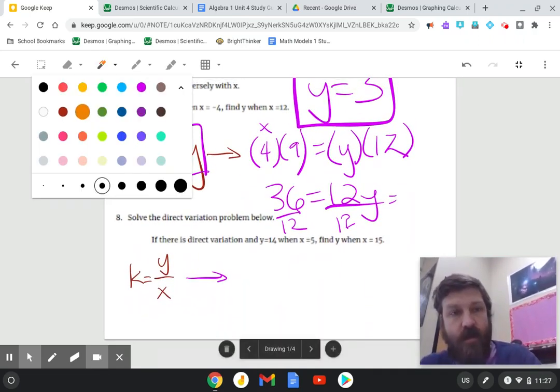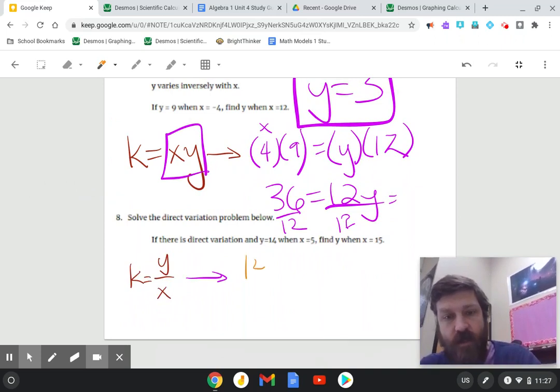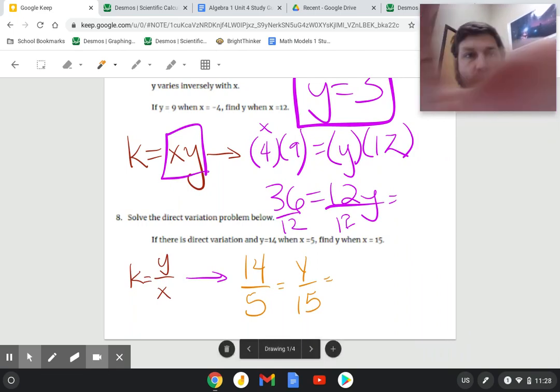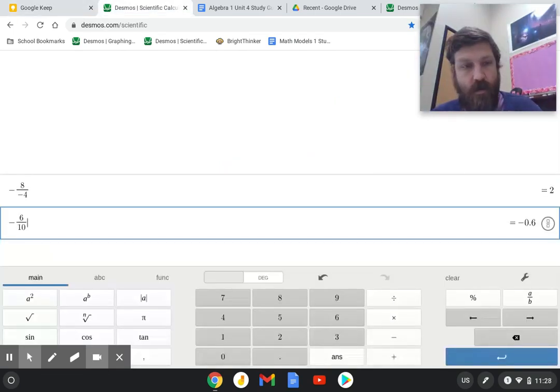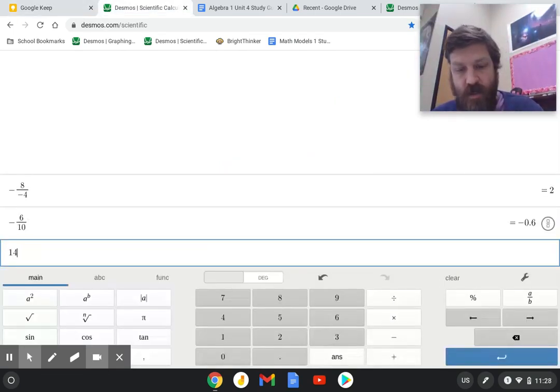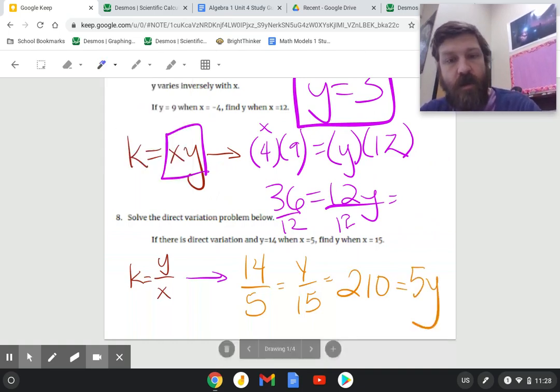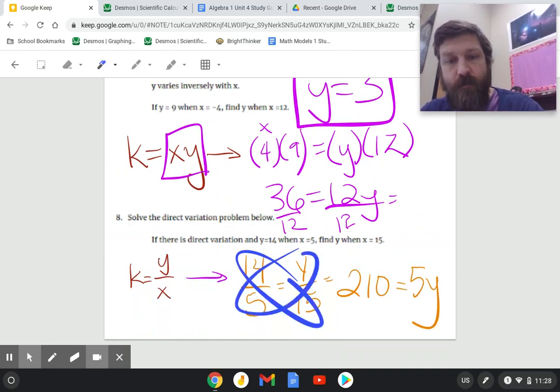Now down here, you just do it this way. You take the values for y and x and you do 14 divided by 5 equals y divided by 15. Let me cross multiply. So that's going to be 14 times 15. Go over to our calculator here. Let's go down. 14 times 15 is 210. 210 equals 5y. All I did there was cross multiply to solve.